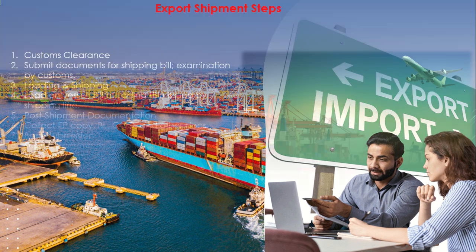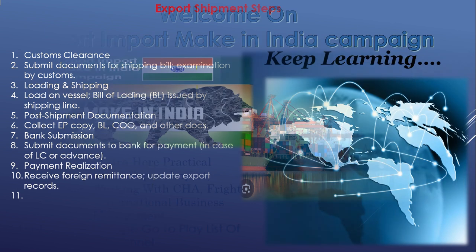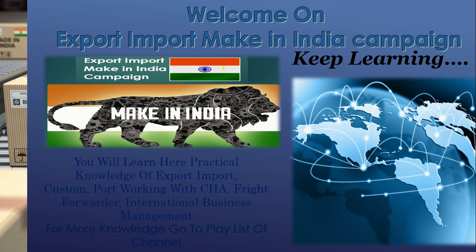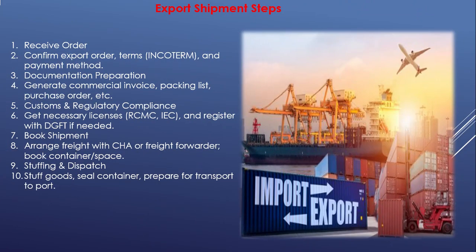For example, you send a sample to overseas and the buyer likes our sample, and he sends the purchase order. Purchase order means that he placed the order with us saying that he needs these goods. So on the basis of this purchase order we can export. Point two, confirm export order, incoterms and payment methods.